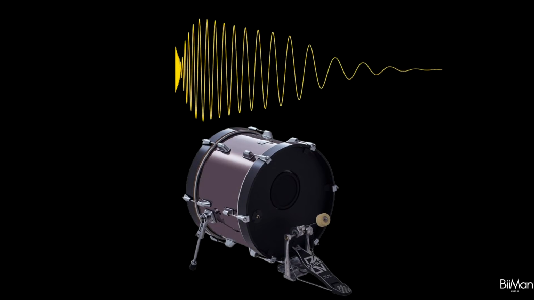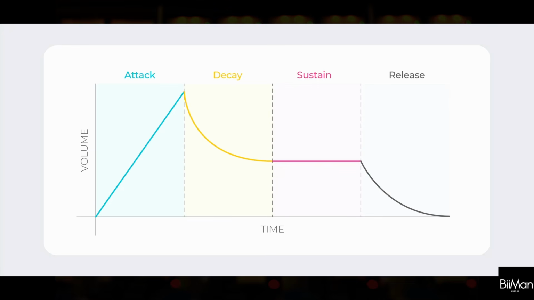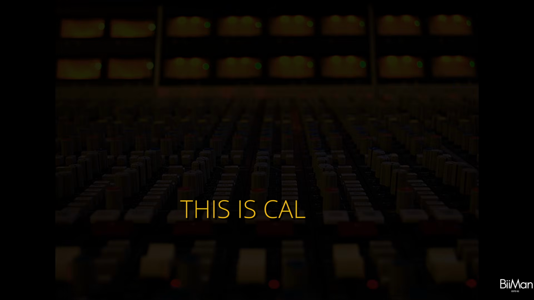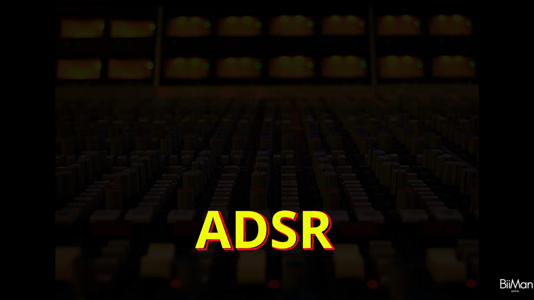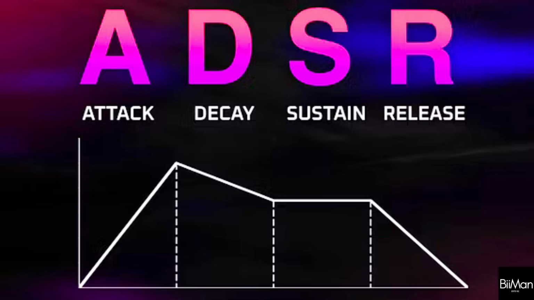On a kick drum, you can use the compressor to shape the kick and make it sound just how you imagine it. As mentioned in the previous episode, everything lies in understanding the components that make up the envelope of a sound. This is called ADSR. ADSR stands for attack, decay, sustain, and release.